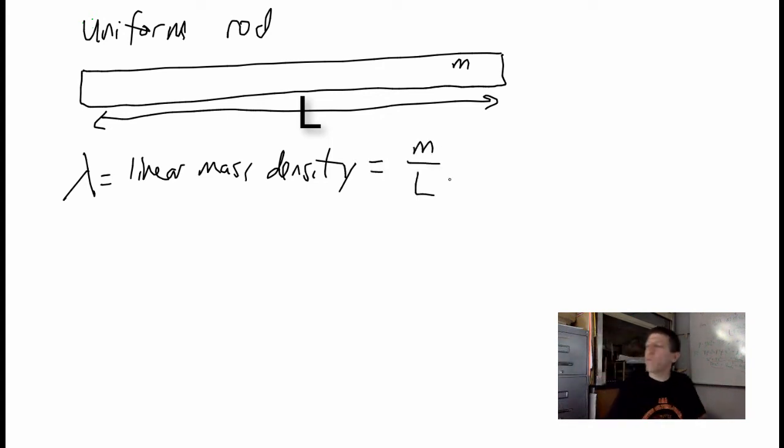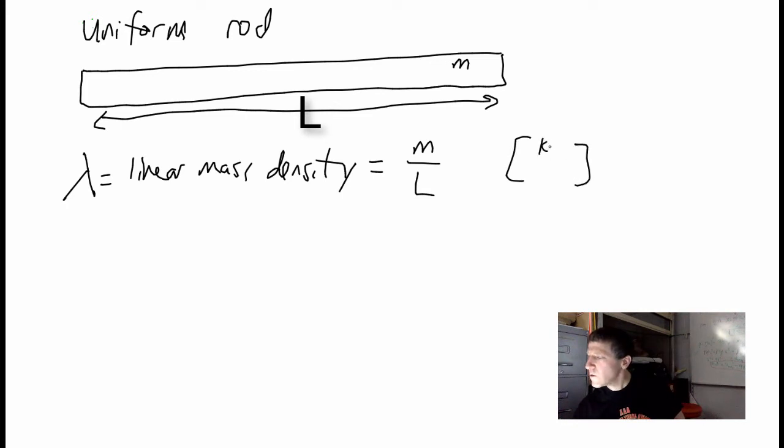For a uniform rod, the linear mass density is just M over L. What will the units be? Kilograms per meter. This is just the number of kilograms per meter that this rod has in it all along its length. This is a uniform rod. This is easy to find the center of mass of. Where is the center of mass? At the center. Boom. Right there is the XCM.